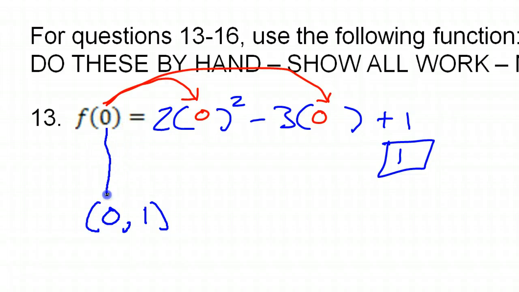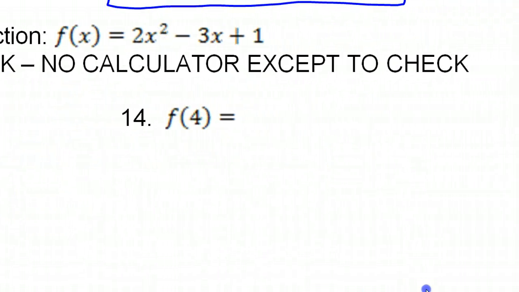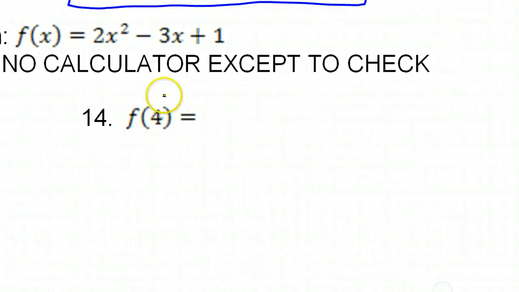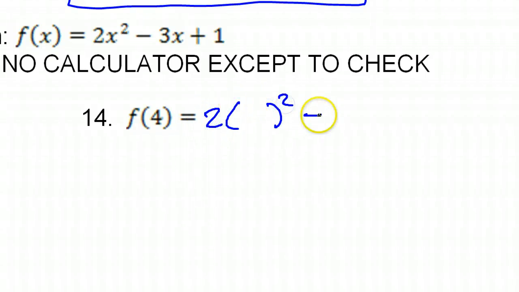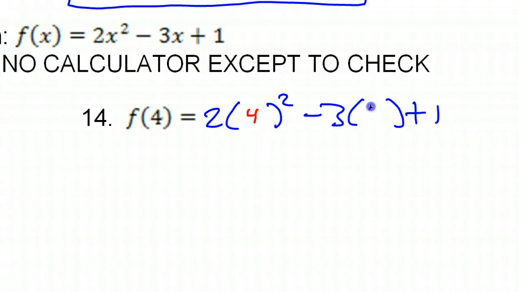a 4 in there. Okay? Parentheses, exponents, multiplication, division, addition, subtraction. This is your order of operations. So exponents come before multiplication. So you have to be careful to do your exponent first. 4 squared is 16.